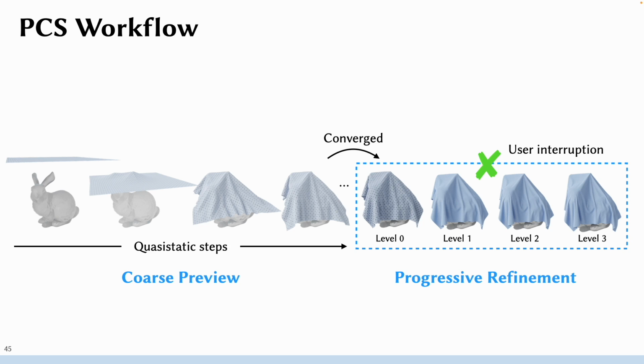So having all these different pieces together, we finally have a complete PCS pipeline which consists of both the coarse preview and the progressive refinement stages. It's also worth mentioning that this refinement process is never a one-way trip. Whenever there is any user interaction and material update, the solver will just go back to the coarse level and recompute, which is an important thing for the creative workflow enabled by PCS.